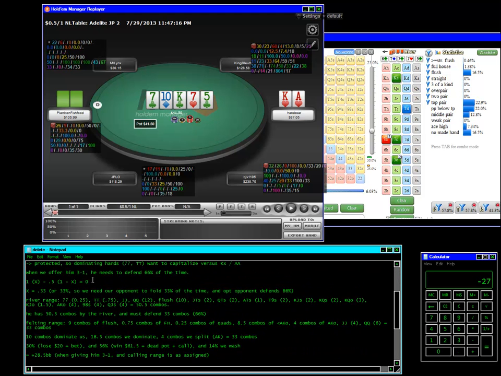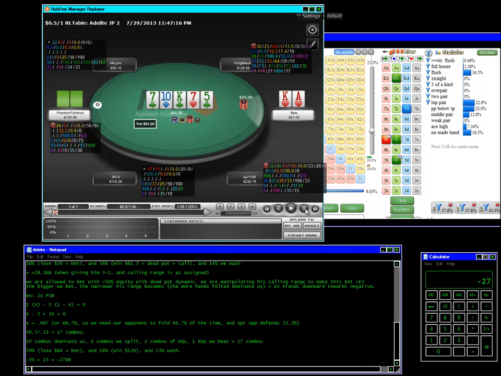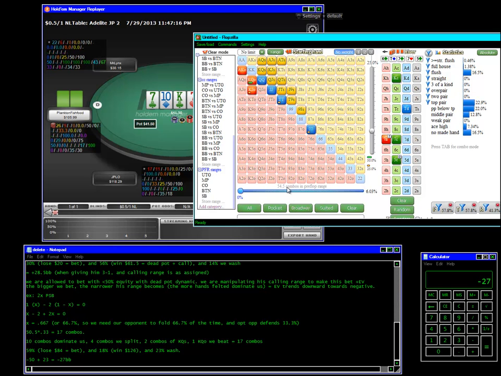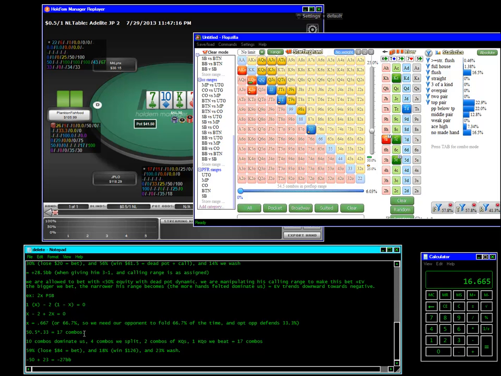So, taking the same approach above, we are betting 2x pot and running the little math here. This is algebra here. We would need him to fold almost 67% of the time for a bet with any 2 cards to be plus EV. So the optimal opponent defends 33.3% of the time. So again, he's getting to the river with the same range here, which is 50.5 combos. And now he's forced to only defend 33% of that, which I just rounded up to 17 combos here.